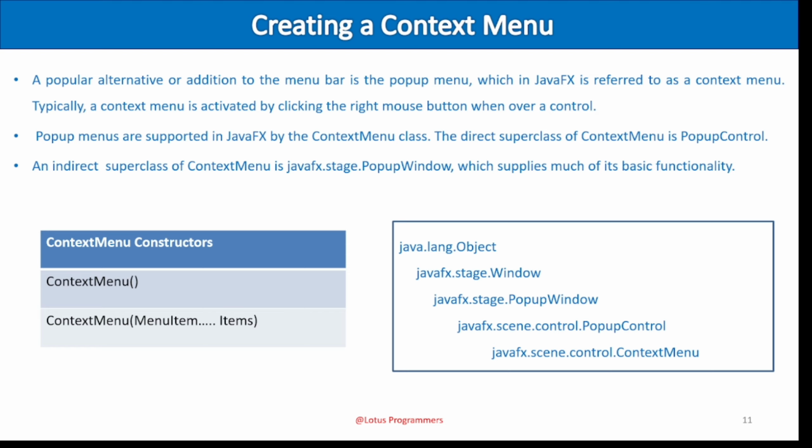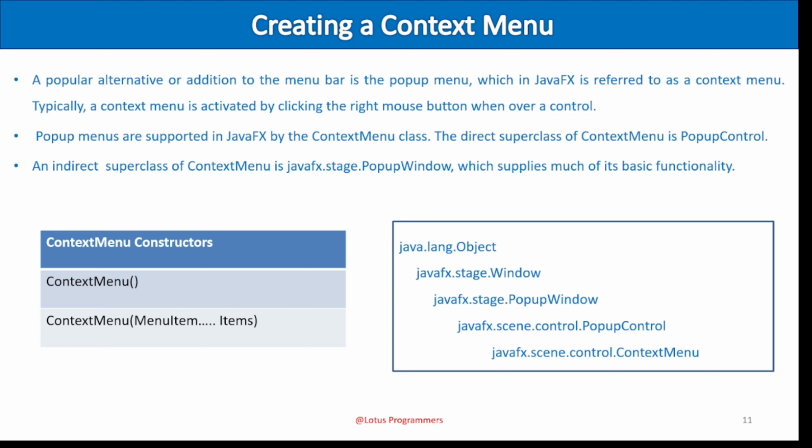There are two different constructors defined for the context menu. An empty context menu is created by calling the no-argument constructor of ContextMenu. Suppose menu items are to be added to the context menu: first we create the menu items, and those menu items are passed as arguments to the context menu. For the context menu, we can add any number of menu items. Those menu items are added as arguments of the ContextMenu constructor while creating the object.